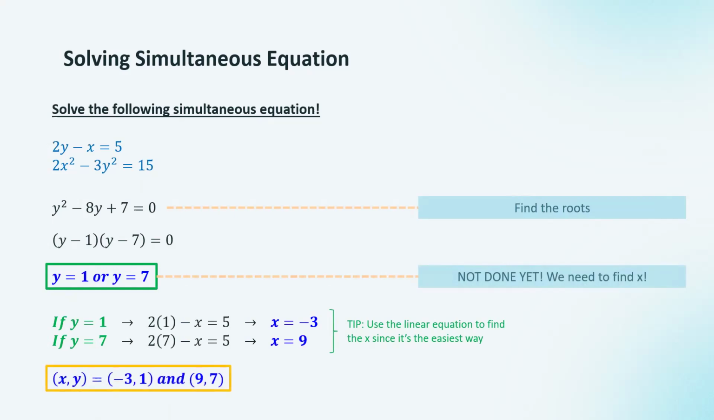To summarize, there are two pairs of x and y that satisfy these simultaneous equations, which is (minus 3, 1) and then (9, 7). We also need to remember that in a simultaneous equation, there can be two real solutions, one real solution, or no real solutions at all, meaning that all the roots are imaginary.